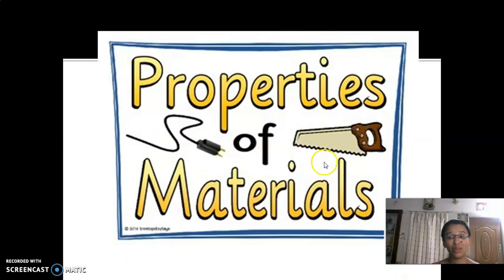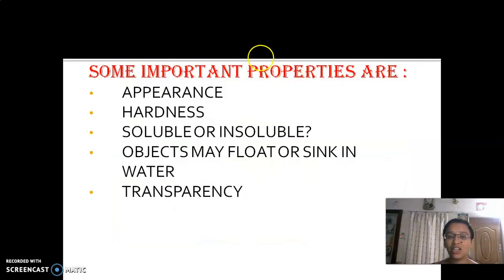Now we are going to enter into the main topic, that is properties of materials. What are the properties that are useful in classifying the materials? Some of the important properties are appearance, hardness, soluble or insoluble, whether objects float or sink in water, and transparency. These are helpful in classifying or sorting the materials.